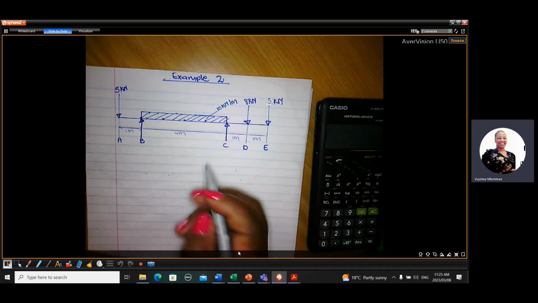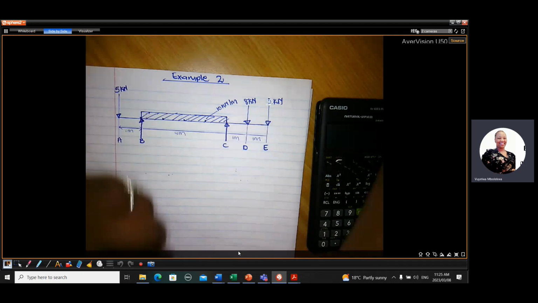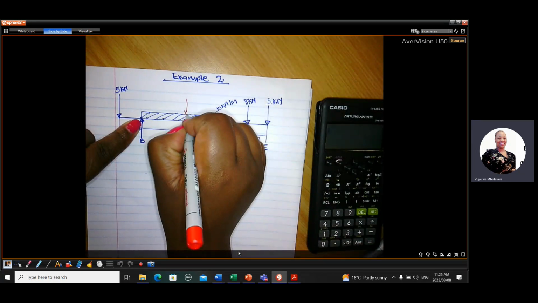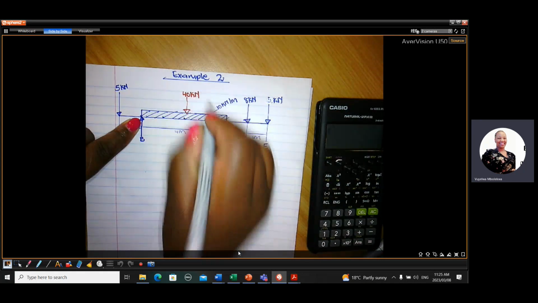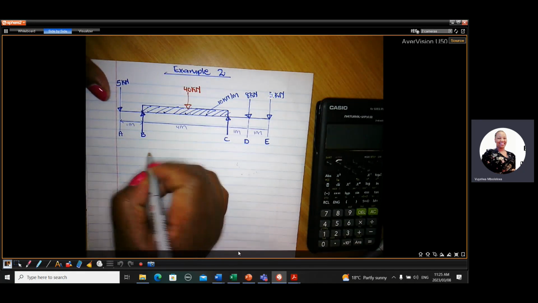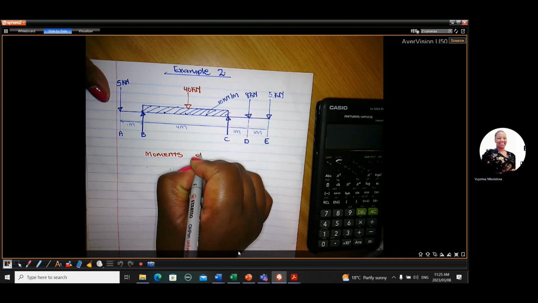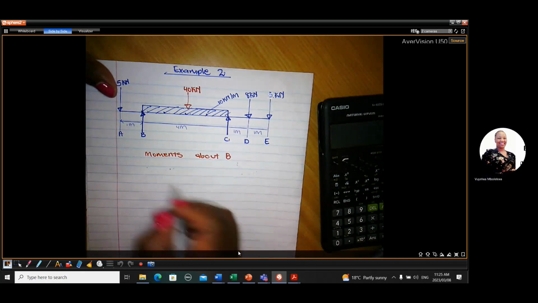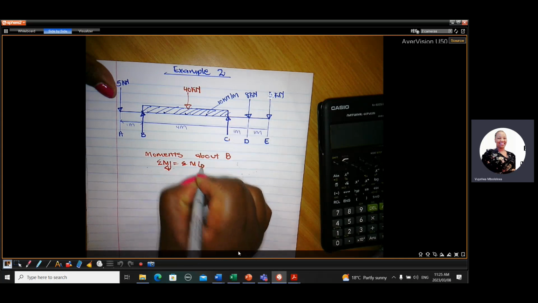So we said to calculate the reactions, we first change the UDL and we make it a point load. So this one will be a point load of 10 times 4, which is 40 kilonewtons. Just to calculate the reactions, we change it to a point load. And then we can take moments. So let's take moments by B to calculate C, okay? So sum of our clockwise moments will be equal to sum of the anti-clockwise moments.